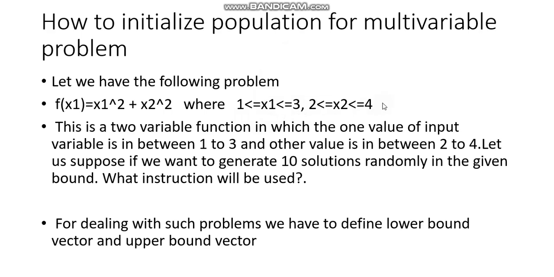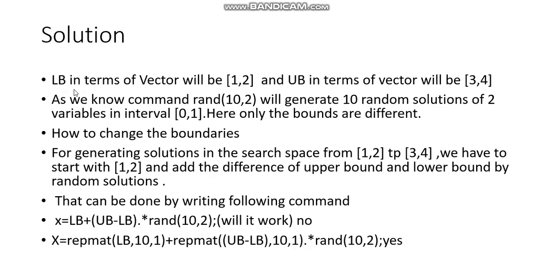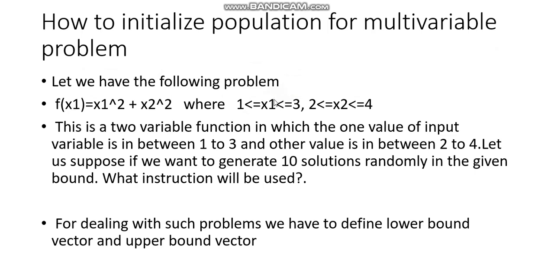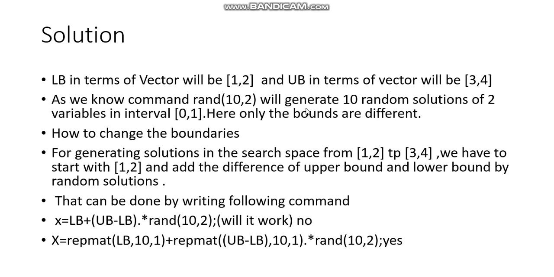So what you have to do, if you want to initialize 10 solutions randomly, is generate these values between the lower bound and the upper bound. First you have to define the lower bound vector and then the upper bound vector. The lower bound will be a vector of 1, 2, and the upper bound will be 3, 4, because x1 is bounded by 1 and 3, and x2 is bounded by 2 and 4.